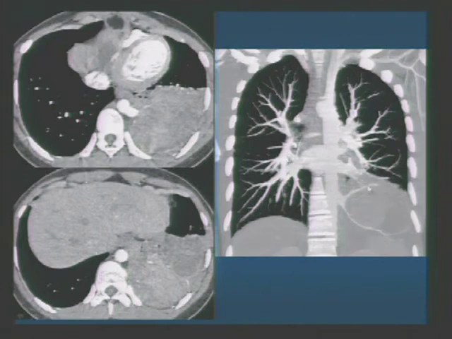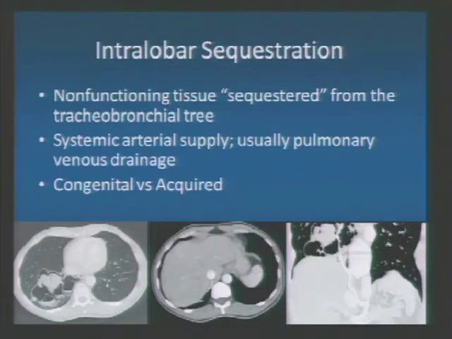And you can actually appreciate that the pulmonary venous return is to the left atrium through the left inferior pulmonary vein. These findings were in keeping with an intralobar sequestration, and this patient had a history, once it was ferreted out a little more, of recurrent pneumonias in this location. So this is one of the more common presentations of patients with intralobar sequestration: to present with recurrent pneumonias.